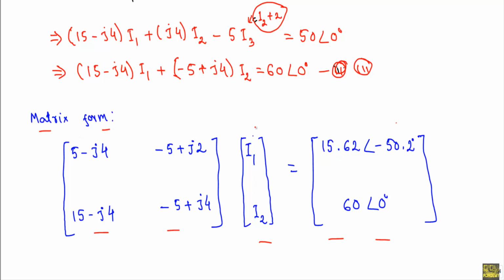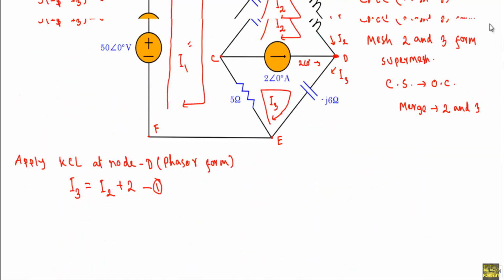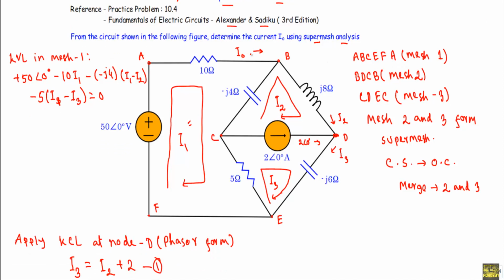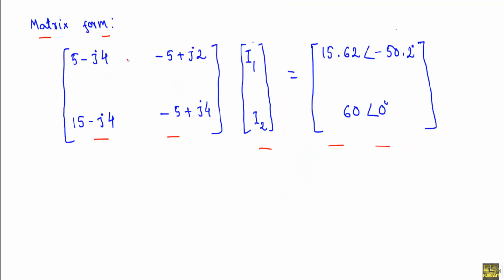Now see, we have to calculate the current I0 from this network. I0 is the current that is flowing through this AB path, and from the circuit it is evident that I0 is the current that is actually flowing in mesh 1, or I0 is equal to I1. So we have the equations in matrix form. We know that we can calculate I1 and I2 by using Cramer's rule.